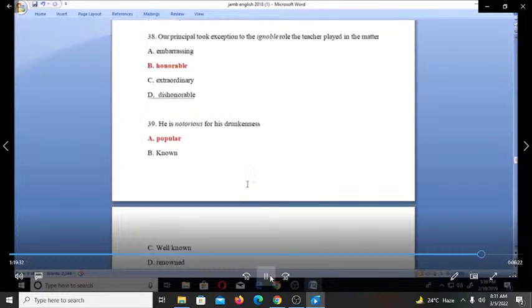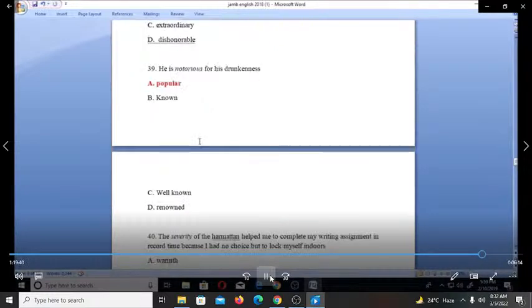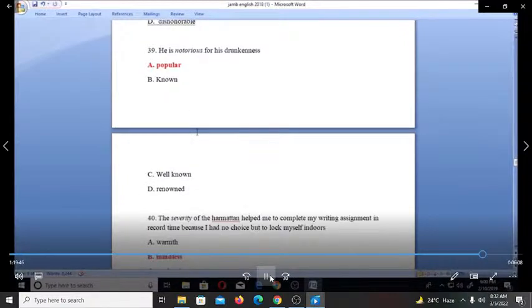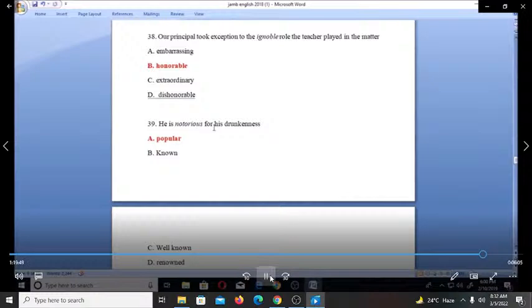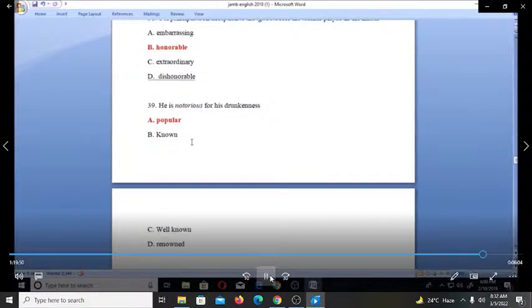39. He is notorious for his drunkenness. Notorious. What's the opposite in meaning to notorious? A, popular, B, known, C, well known, D, renowned. So the opposite of notorious is popular, because notorious is when you're known for a bad thing, popular is when you're known for a good thing.